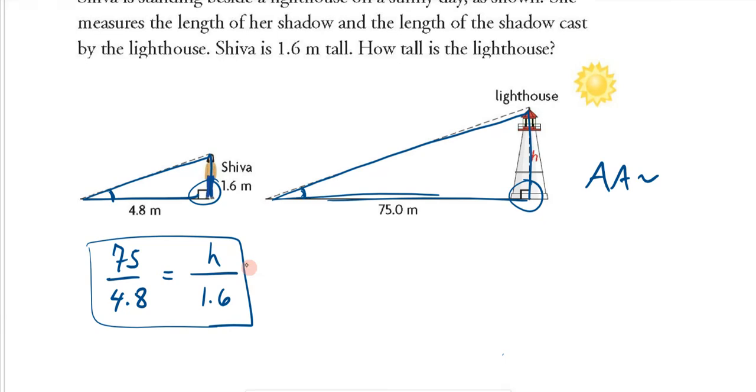Now if I multiply both sides by 1.6, I can solve for h. So h would equal 1.6 times 75 divided by 4.8. And the answer to that is 25. So the height of the lighthouse is 25 meters tall.